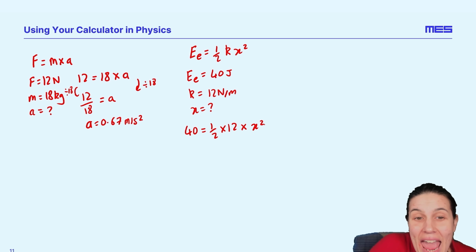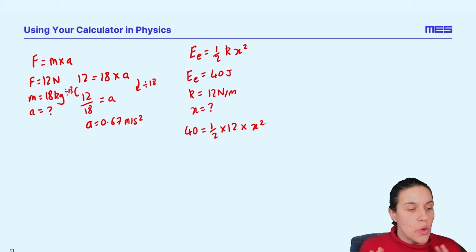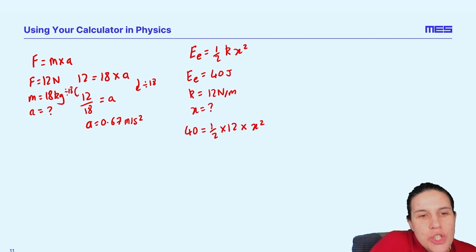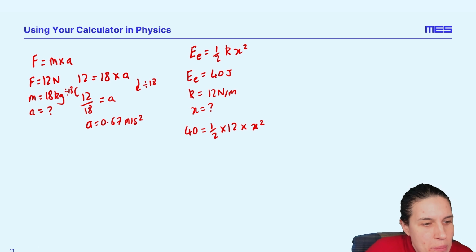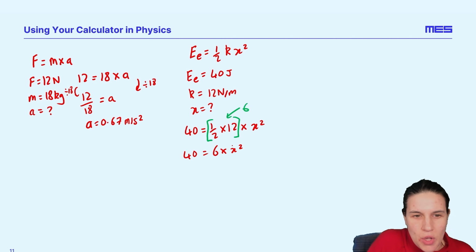And what I'm looking for is this x squared, okay? So this all looks quite complicated to start with, but let's break it down. I'm going to start by just doing this first bit here, just to simplify everything. I'm going to start by just doing a half multiplied by 12, okay? So that would be 6. So I can rewrite my equation as 40 is equal to 6 times by x squared, okay?